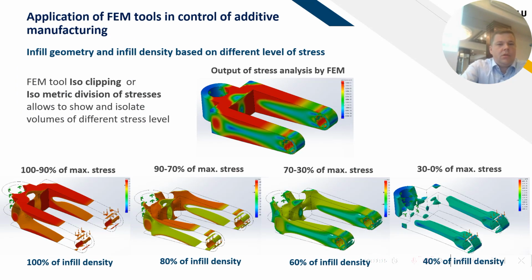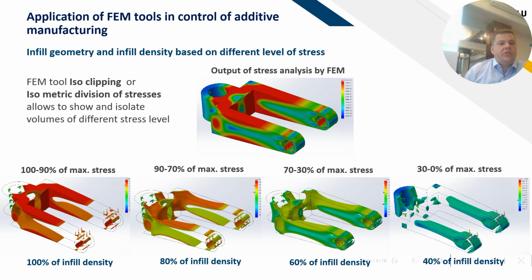After that, we can decide which infill geometry and infill density is necessary to use to get a very strong part and very lightweight part, and the production process of additive manufacturing will be efficient. So we use some tools of FEM.